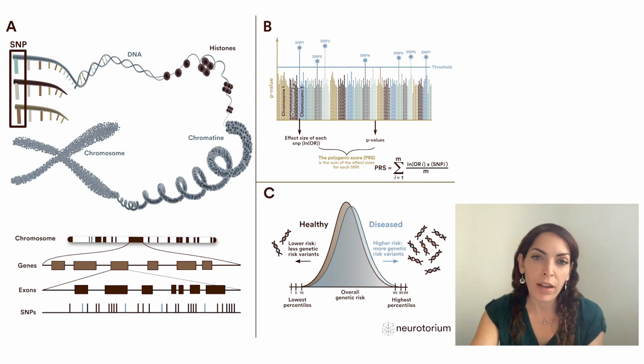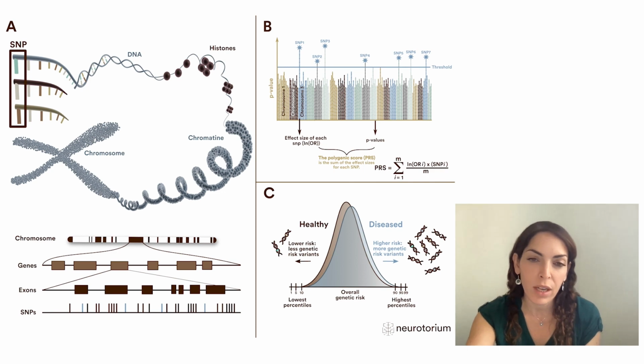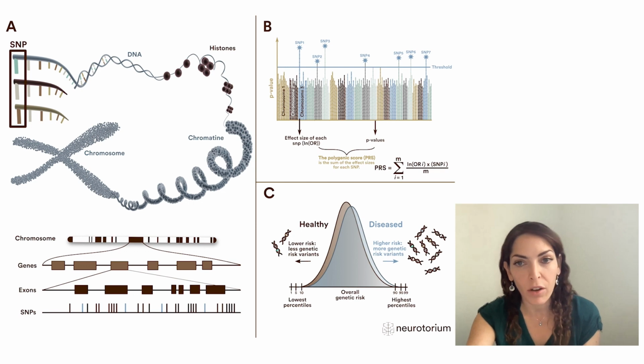You can see on part B of the figure what is called a Manhattan plot, with each polymorphism represented: SNP1, SNP2, SNP3. And so when you calculate PRS, you just have to sum the weighted allele counts of these SNPs associated with the trait or the disease. So the polygenic risk score is the sum of the effect size for each SNP.